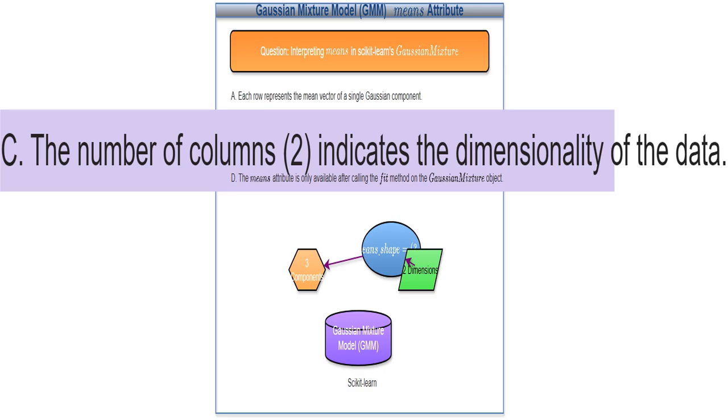Correct. The number of columns in the `means_` array tells you the number of features, or dimensions, in your original dataset. If you had a dataset with information on height and weight, for example, the number of columns would be 2 because there are 2 features. That's what this answer is highlighting.